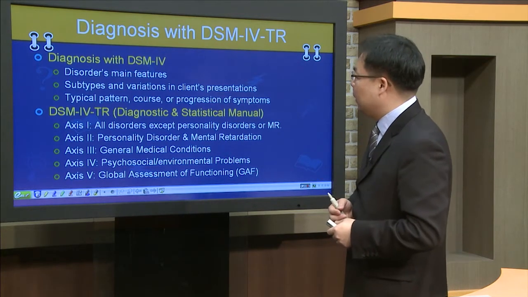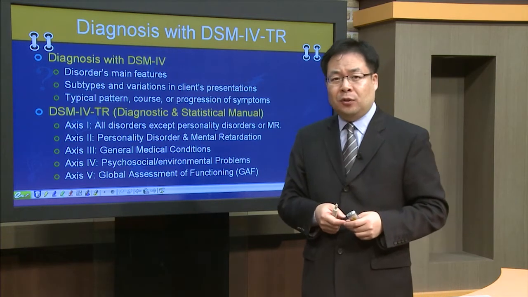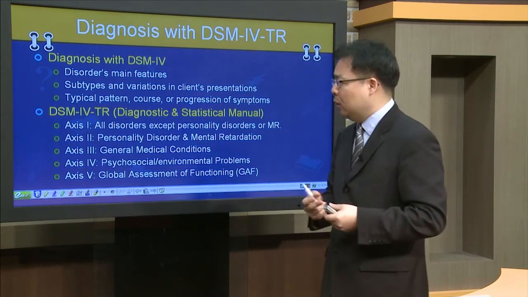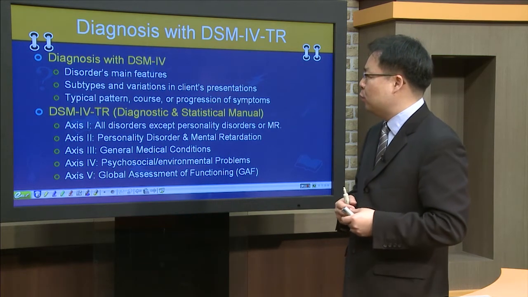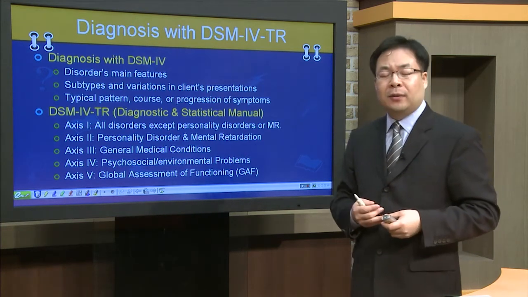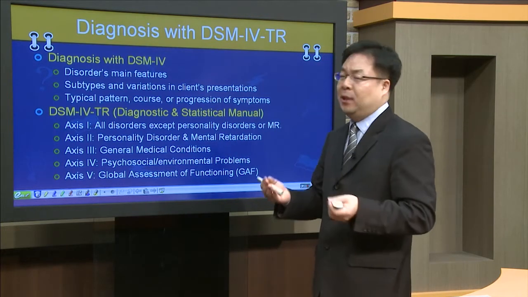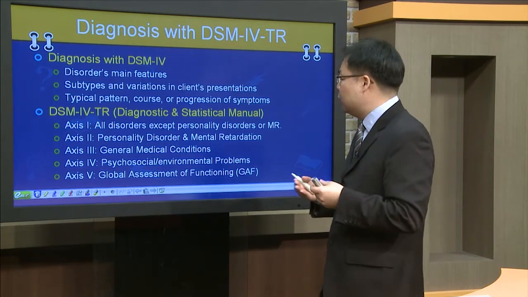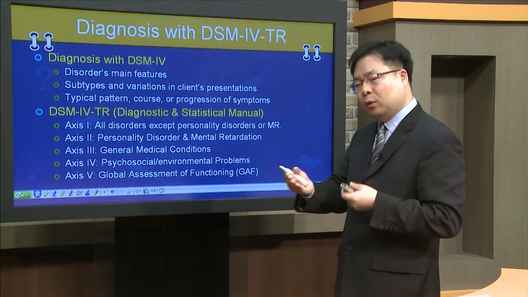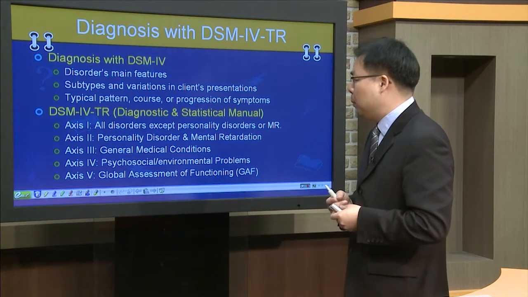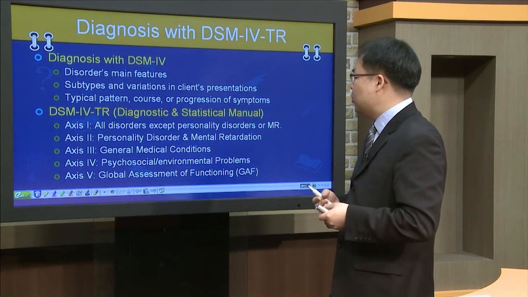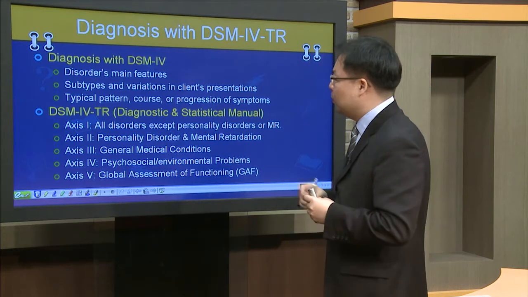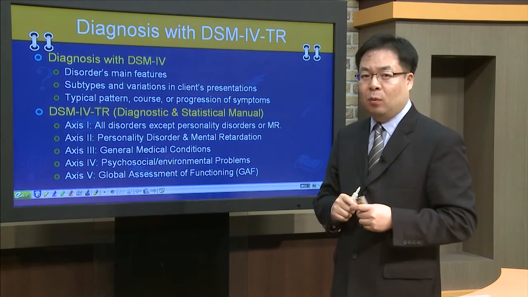It's called the DSM-4. DSM means diagnostic and statistical manual, and it contains all information about mental health disorders. So it contains each disorder's main features. For example, attention deficit hyperactivity disorder: what are the subtypes? There are three different types in ADHD. What are the variations in client presentation? What characteristics would we see in a student with ADHD? What would be the typical pattern, course, and progression of the symptoms? So it's a pretty informative book. If you look at the library, you can look up all the information from the DSM-4 manual.